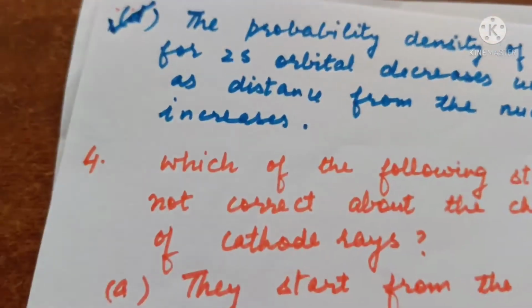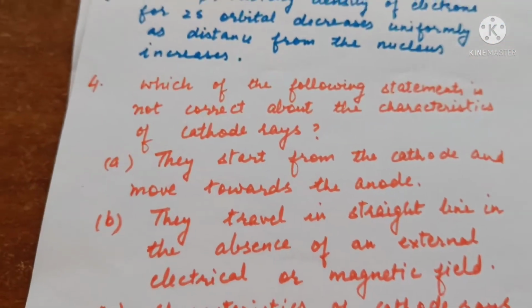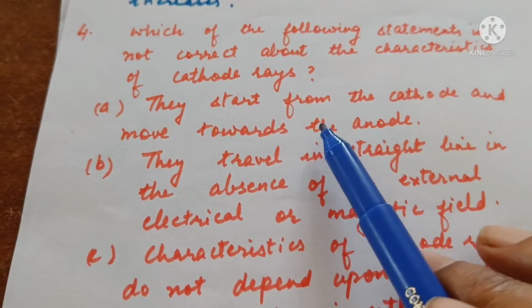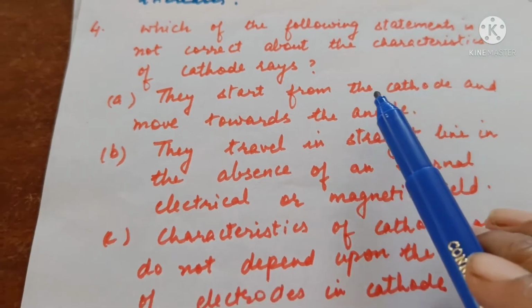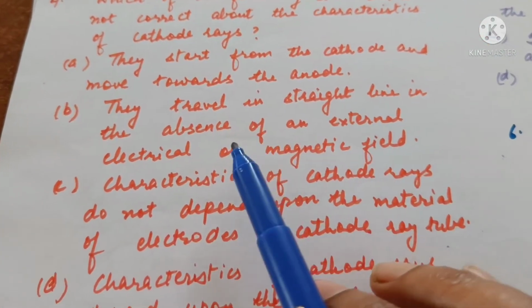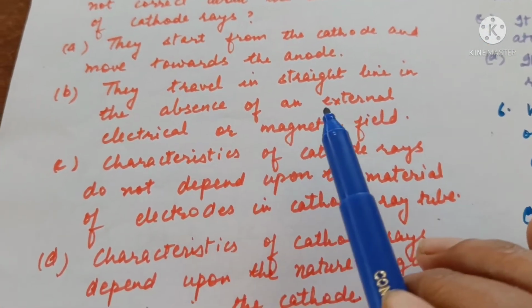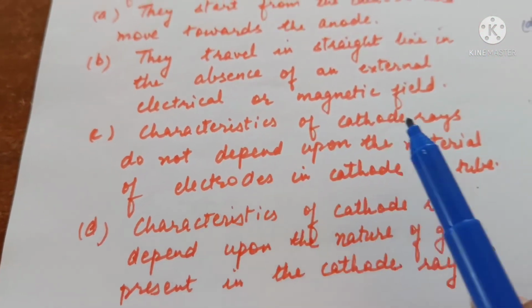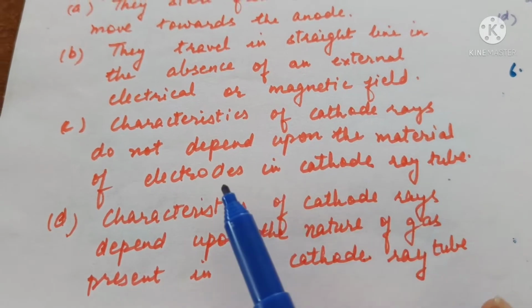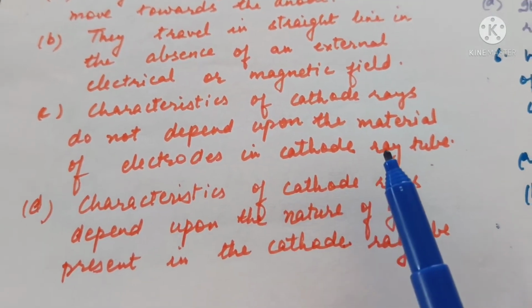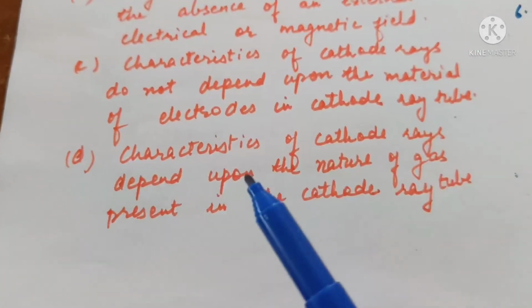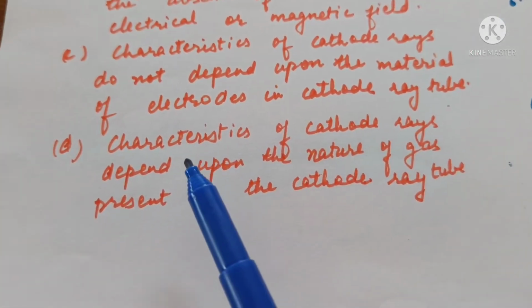Which of the following statement is not correct about the characteristics of cathode rays? They start from cathode and move towards the anode. Correct. They travel in a straight line in absence of external electrical and magnetic field. Correct. Characteristics of cathode rays do not depend upon material of electrode in cathode ray tube. That is also correct because all contain electrons, which is a fundamental particle.